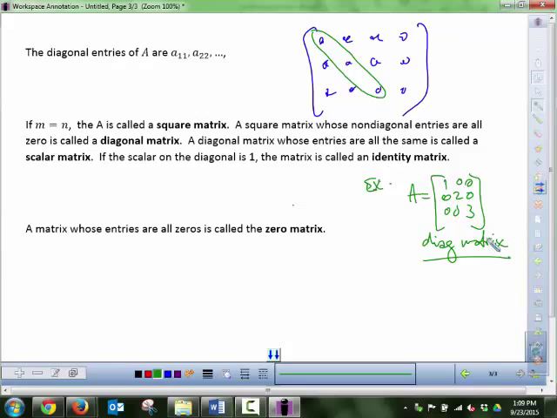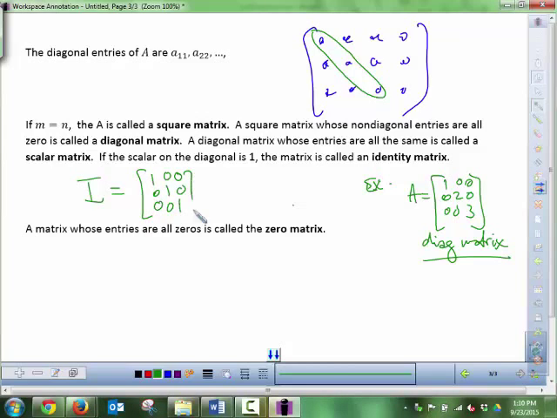So it turns out that an identity matrix is a diagonal matrix with 1s in the diagonals. And so that is going to be important for us. So the identity matrix would be something that looks like this. And it's a special kind of matrix.